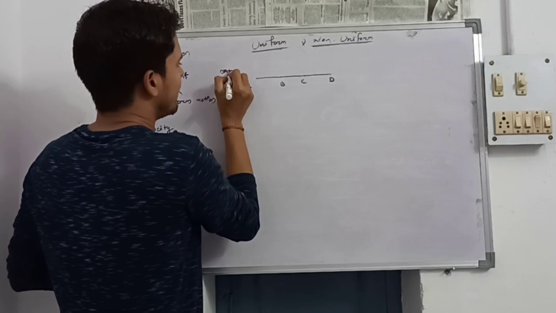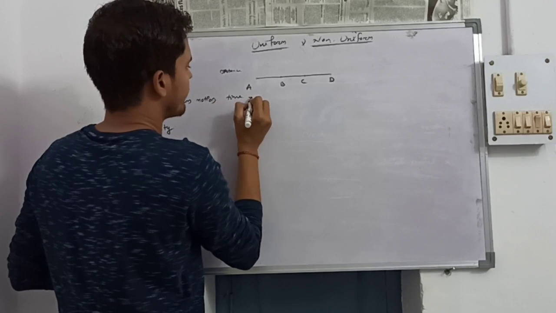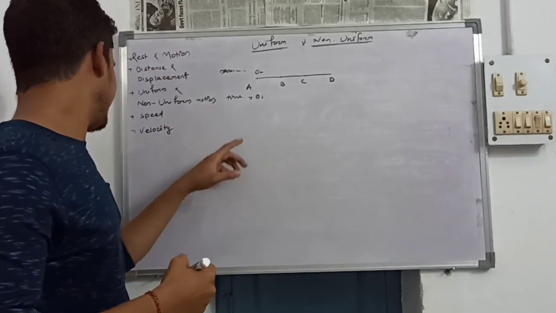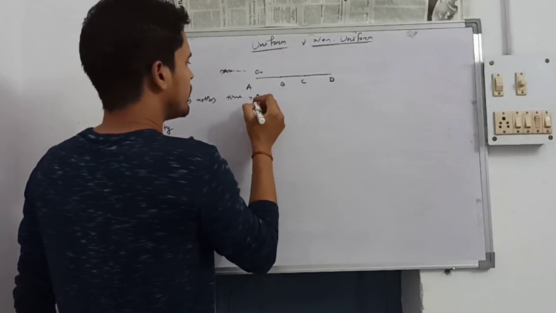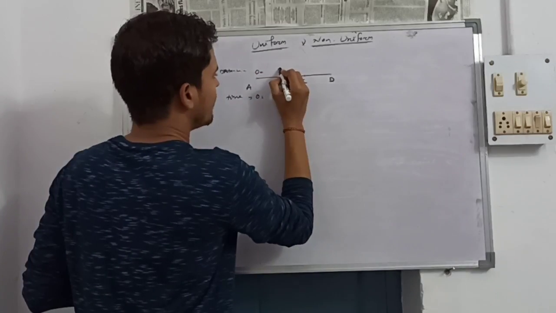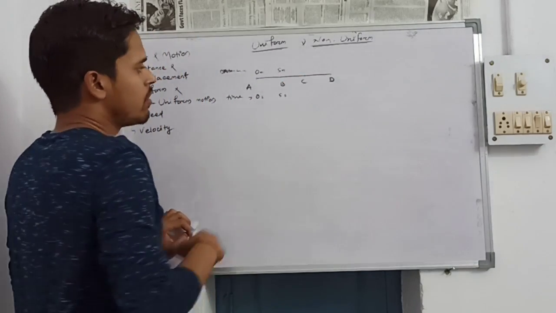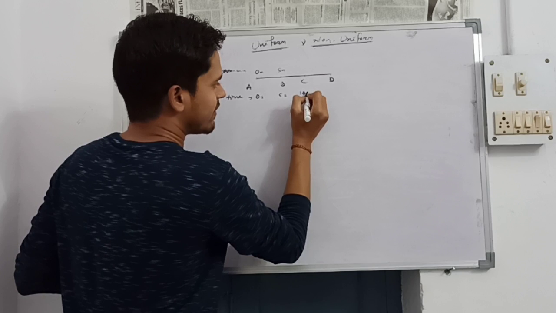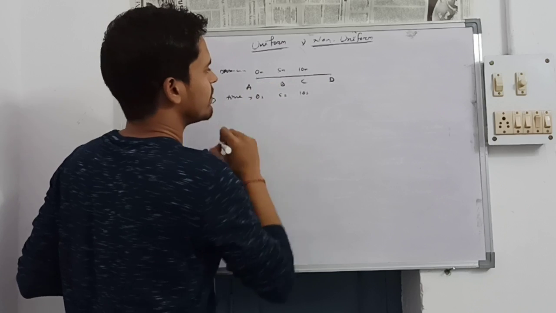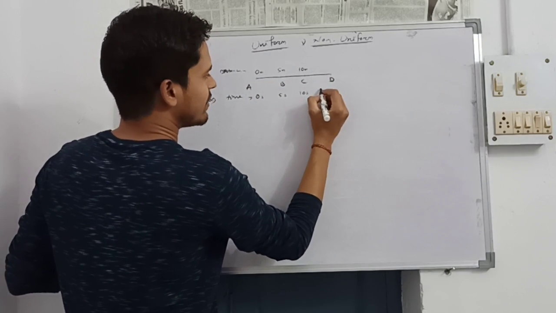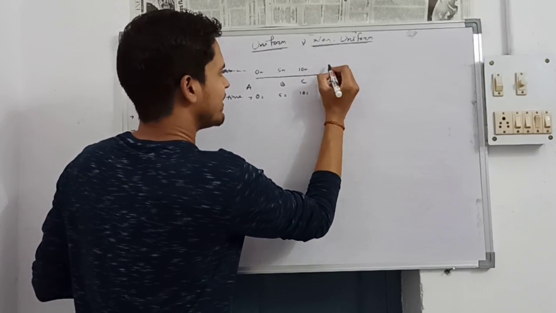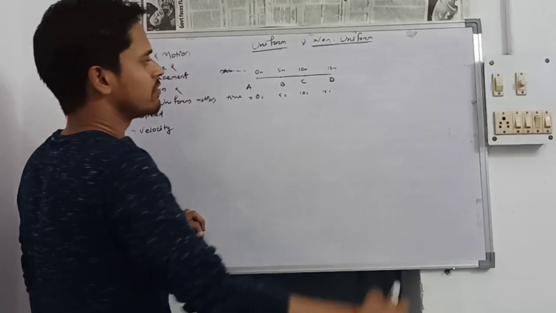If you take your distance and time, this is 0 meter at 0 second. You can observe here. Next, in 5 seconds the object has covered 5 meter. In the next 5 seconds, that is 10 seconds, the object has covered 5 more meter, that is 10 meter from the origin. In the next 5 seconds, that means 15 seconds, the object has covered another 5 meter, that is 15 meter.